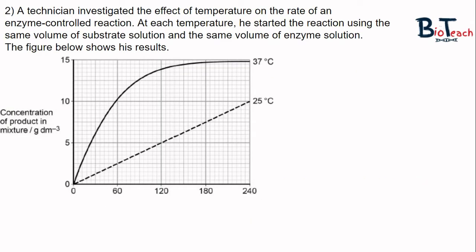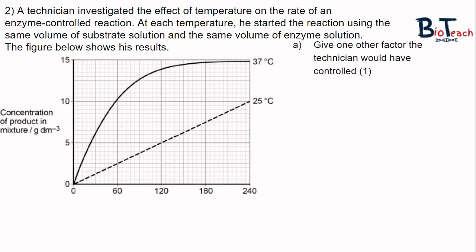Question number 2 gives you a graph, and it talks about the investigation that's taken place on the effect of temperature on the rate of an enzyme-controlled reaction. They've tested 2 temperatures: 25 degrees, which is represented by the dotted line, and the solid line, which is 37 degrees. And you can see that the shapes of those graphs are slightly different.